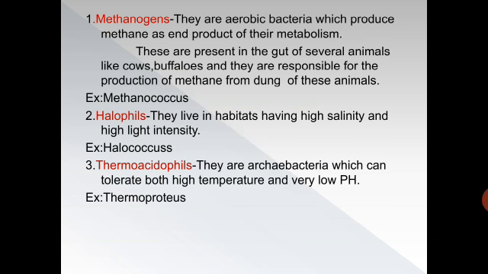So methanogens are employed in the production of biogas or gobar gas from formic acid and carbon dioxide produced during fermentation of organic matter. Example for methanogens is Methanococcus. The rumen of cattle, which is the seat of cellulose fermentation, also contains methanogens like Methanobacterium ruminantium. So that was about the methanogens.